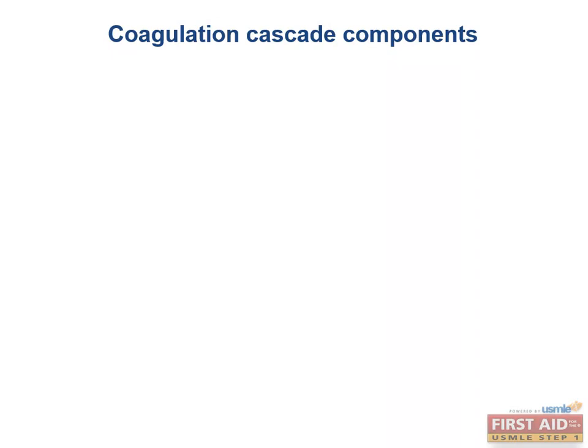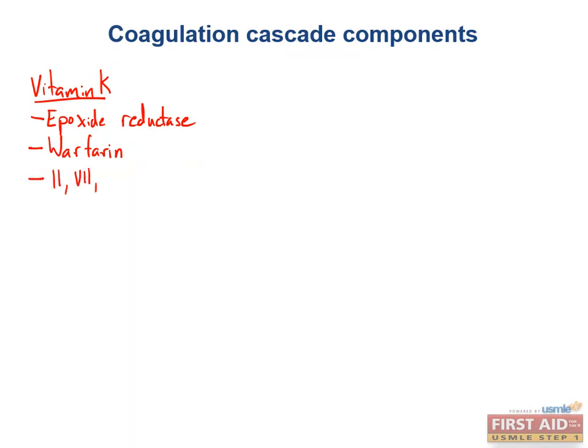What enzyme works to activate vitamin K, and what drug acts against this enzyme? That would be the epoxide reductase enzyme that activates vitamin K, and the drug warfarin that inhibits this enzyme, thus blocking activation of vitamin K and preventing maturation of factors 2, 7, 9, 10, and proteins C and S. So basically warfarin works as an anticoagulant by inhibiting vitamin K activation.